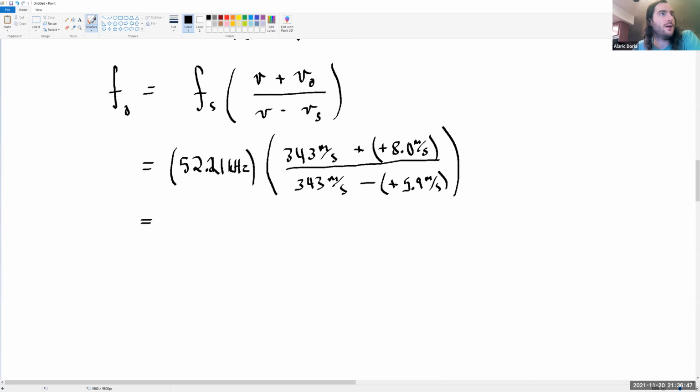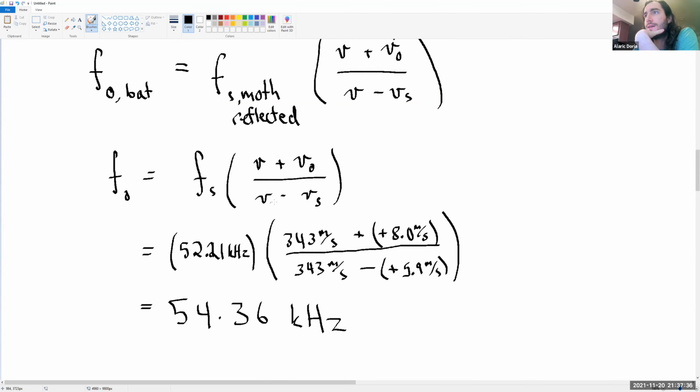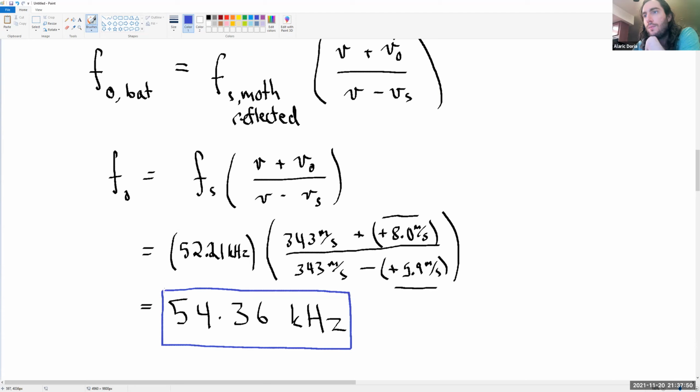So calculating this answer now. I come out with 54.36 kilohertz. And let me just double check that I didn't make a mistake again this time. So frequency of the source now is the wave that's reflected off of the moth. So that's going to be the 52.21. And then the observer is the bat. That's the 8 meters per second there. And the source is now the moth due to the reflection. That's the 5.9. So this should be correct here. 54.36 kilohertz.